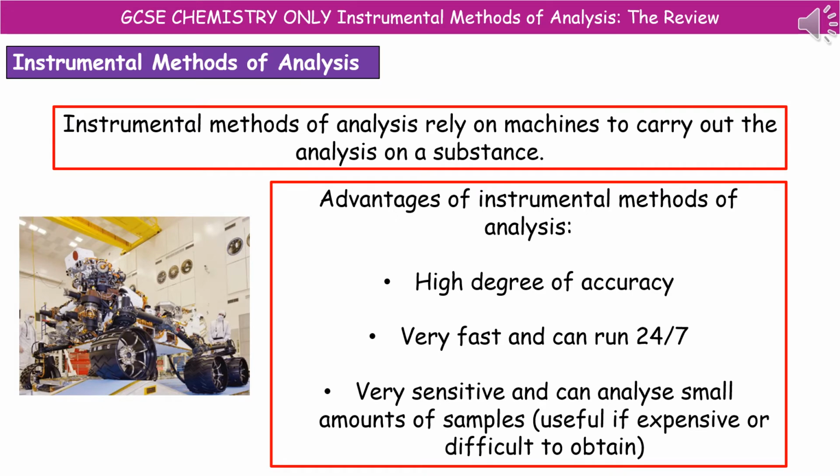If you're doing GCSE chemistry, then we need to know instrumental methods of analysis, which is our second part of today's chemistry check. Instrumental methods of analysis rely on machines to carry out the analysis on a substance. 3 key advantages we should remember. It's got a high degree of accuracy, it's very fast and can run 24 hours a day, 7 days a week, and it's very sensitive, so it can analyse very small amounts of samples.